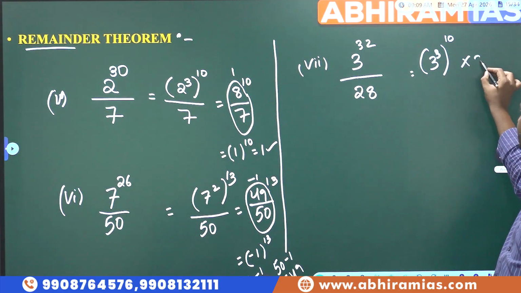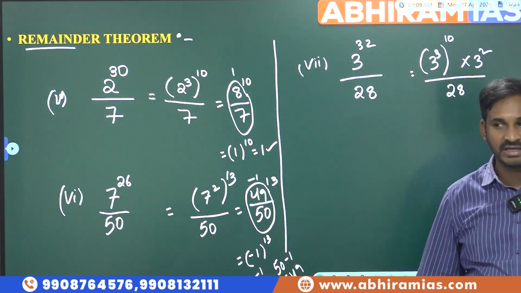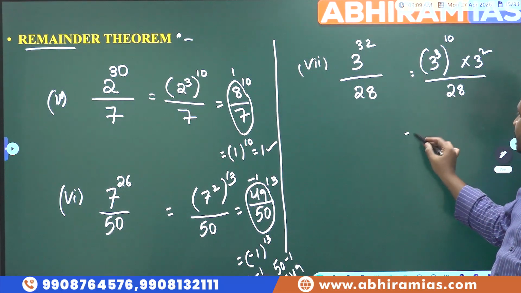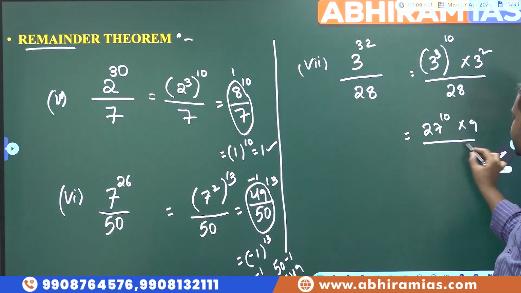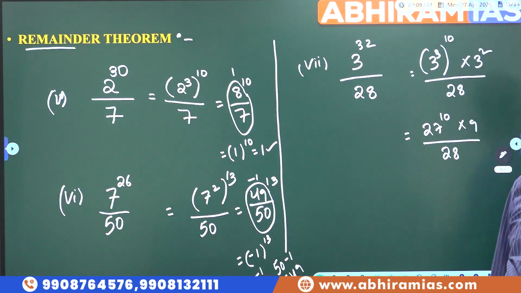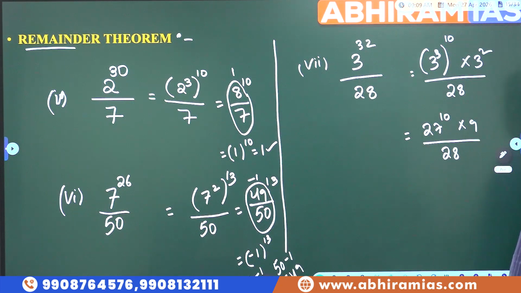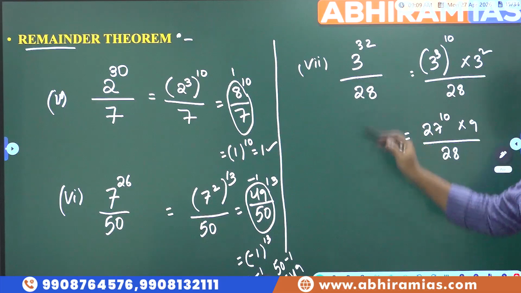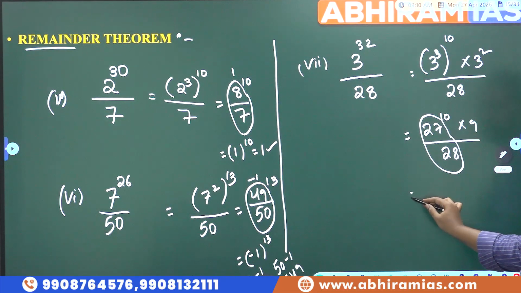Can I write it separately as 3 square by 28? సపరేట్గా రాయొచ్చా? రాయొచ్చు కదా నేను. So now this becomes what for me? 27 power 10 into 9 by 28. అంతేనా కాదా? పవర్ని ఏం లేదు, స్ప్లిట్ చేసినామా. 3 10s are 30 plus 2 is 32. అంతే కదా, 32నే వచ్చినది. What is the remainder for 27 by 28?